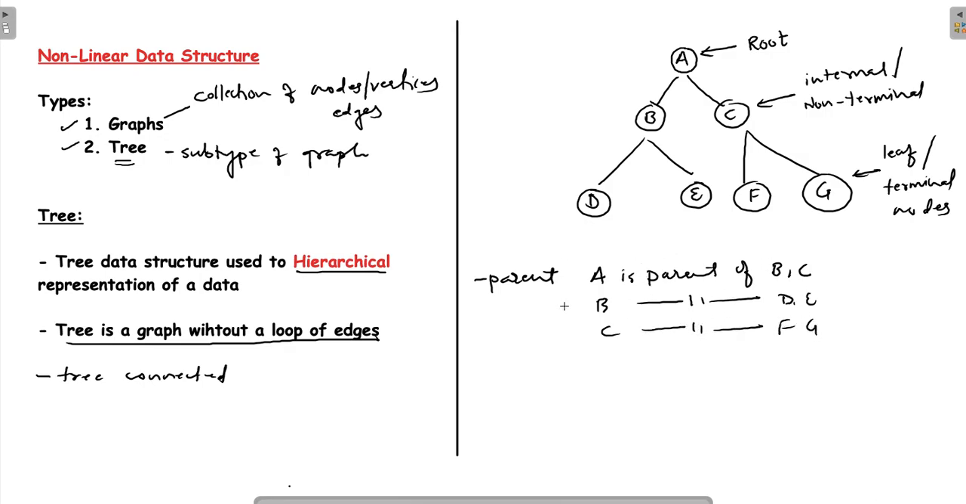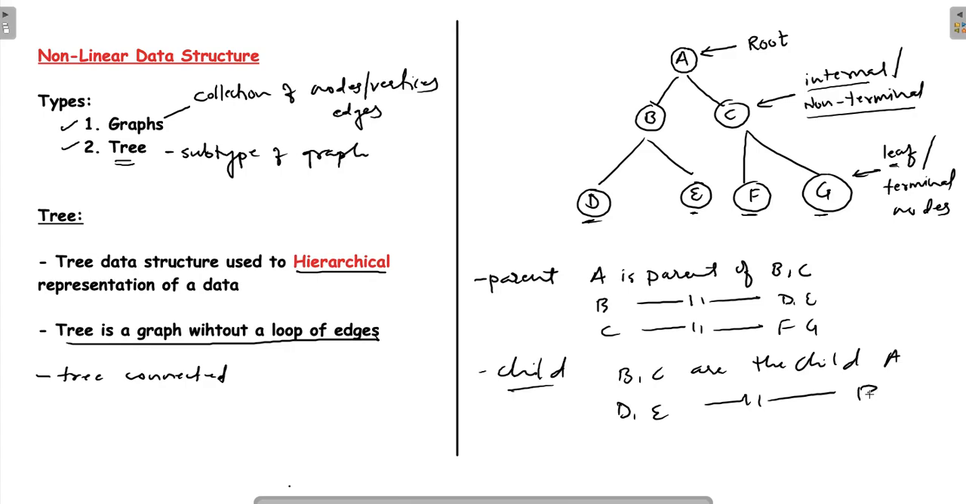It means that the nodes other than the root which have children are called internal or non-terminal nodes. And the nodes which do not have any children are called leaf nodes, and we can also call them child nodes. So B and C are the children of the root node A. D and E are the children of B, and F and G are the children of node C.